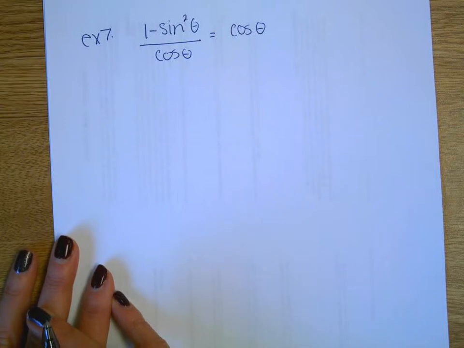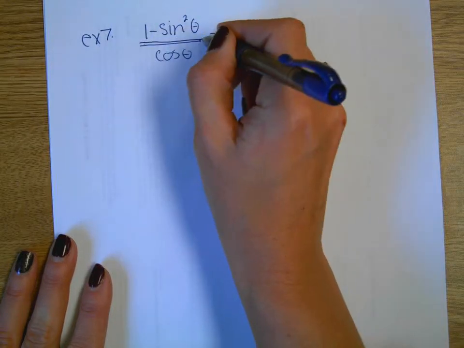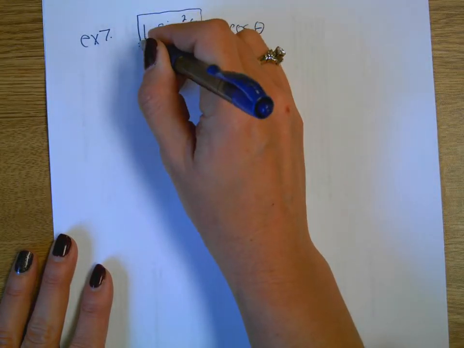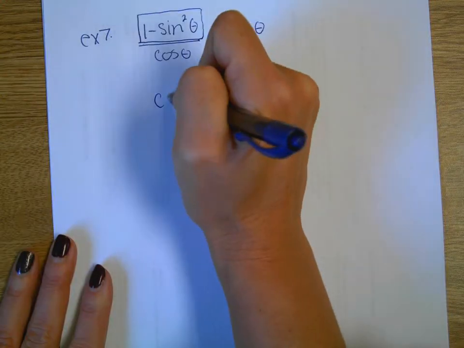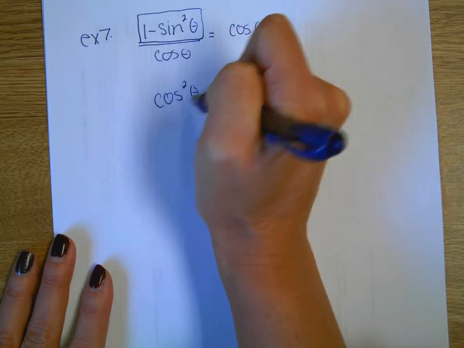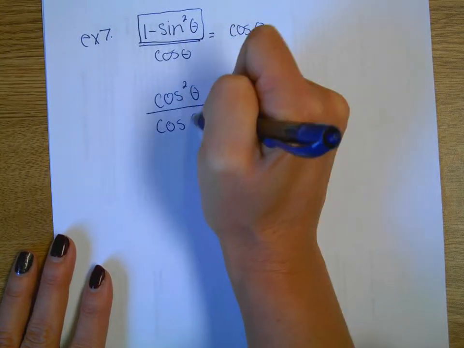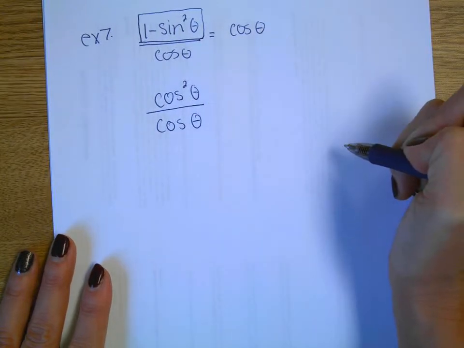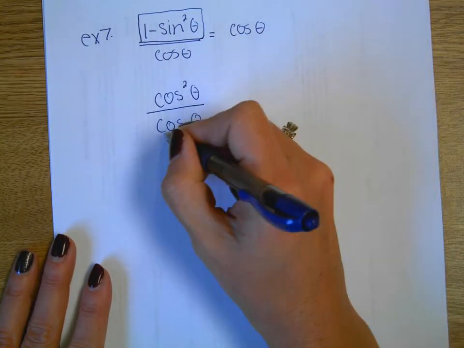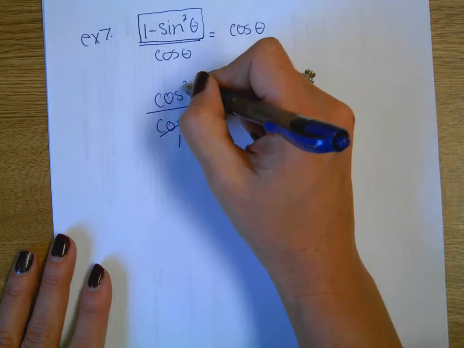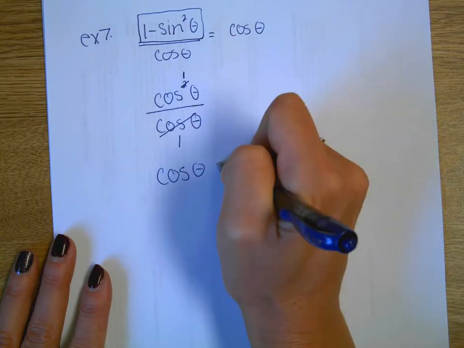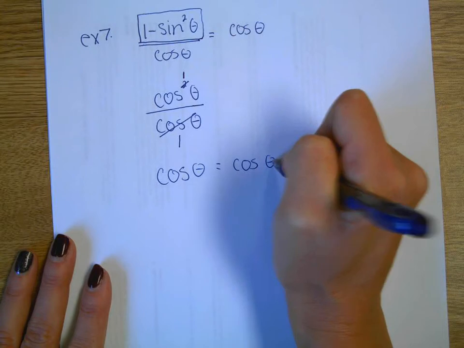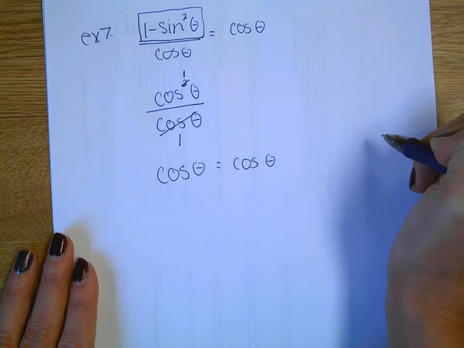I know what we're doing. Matt's got a vision. Change the 1 minus sine squared to cosine squared. This is a Pythagorean identity. If you look at your Pythagorean identities, 1 minus sine squared equals cosine squared, divided by cosine. We just cancel one of the cosines out. I go from 2 down to 1. What do I have? Cosine does equal cosine. Two steps. Done. Are they all that easy? No. Today they're that easy. Tomorrow they'll be more challenging.